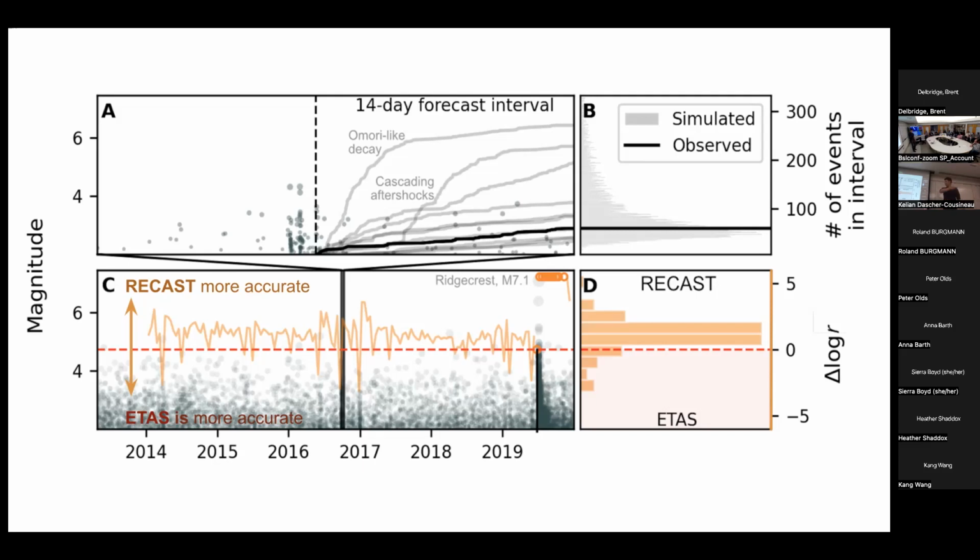So for the vast majority of this test period, recast is significantly outperforming the ETAS model. And I think something quite remarkable to me was that even during the Ridgecrest sequence, which is included in this test period, the ETAS model has no accurate earthquake forecasts. In contrast, recast is still able to have some accurate forecasts. So that's why these markers are all the way up top.